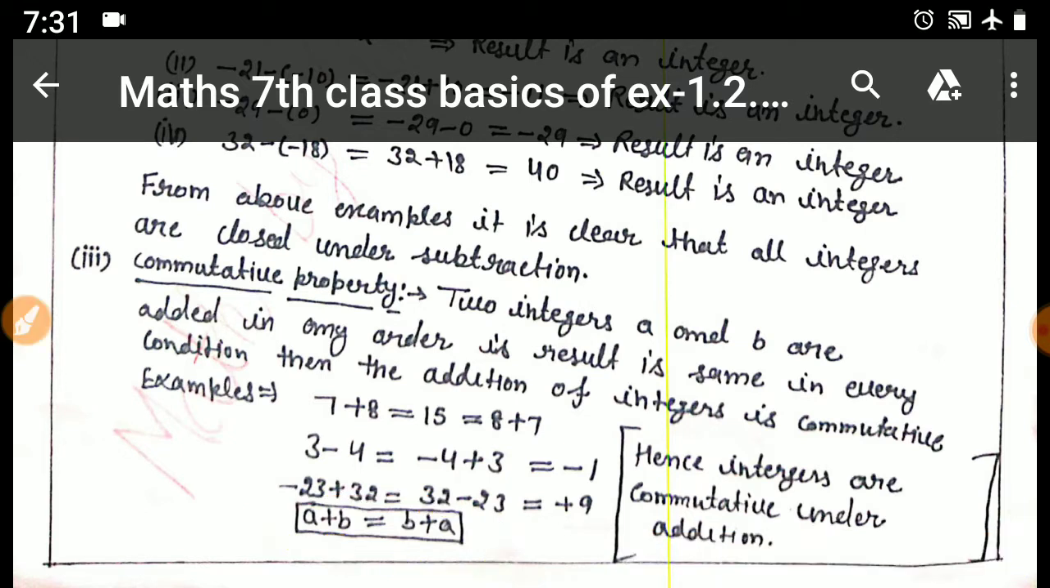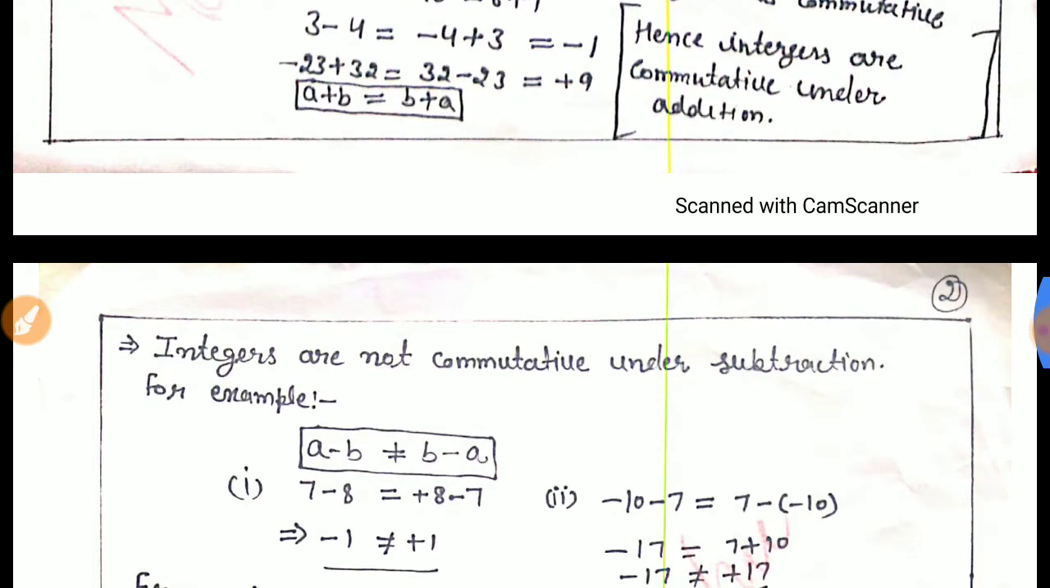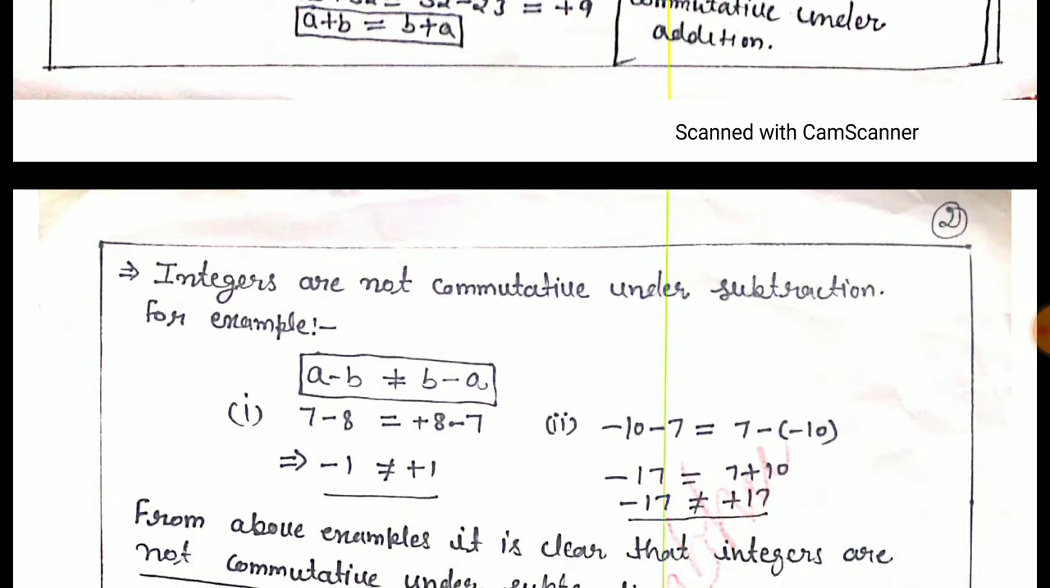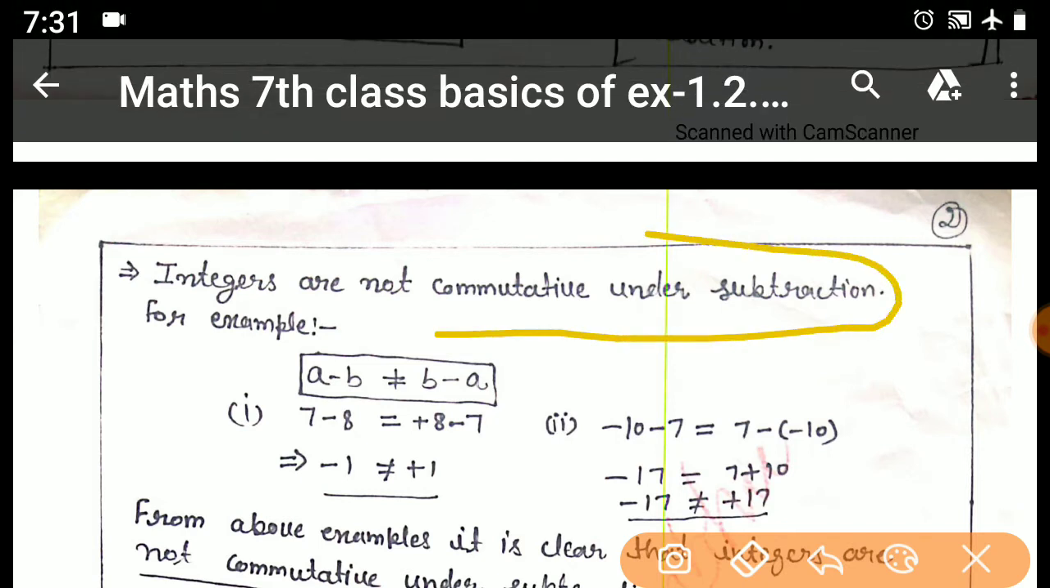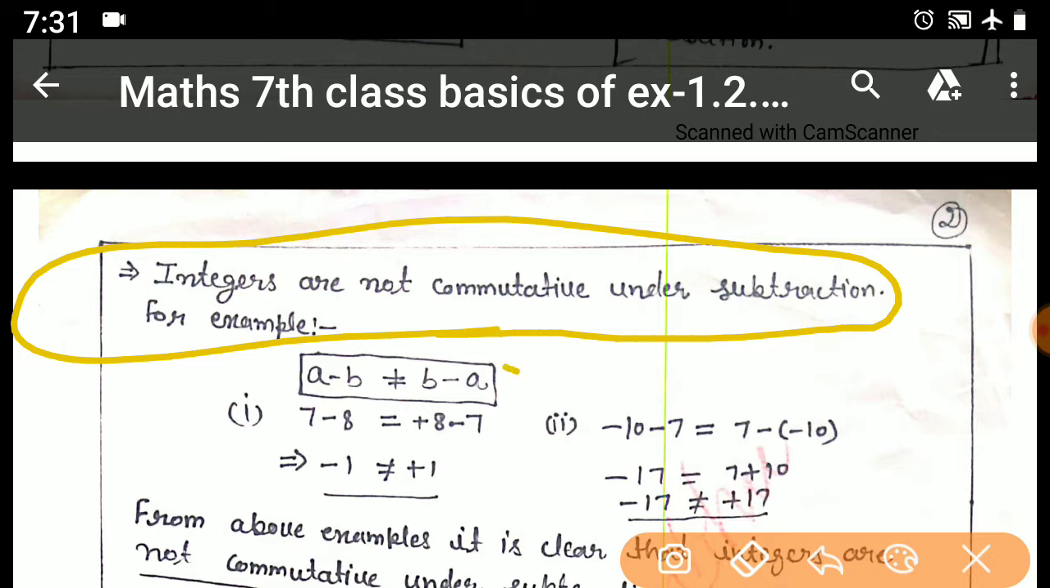Next, integers are not commutative under subtraction. This means a minus b is not equal to b minus a. Let us take one example, 7 minus 8 and 8 minus 7. 7 minus 8, the result is minus 1, and 8 minus 7, the result is plus 1. These both are not equal. That's why subtraction is not commutative for integers.